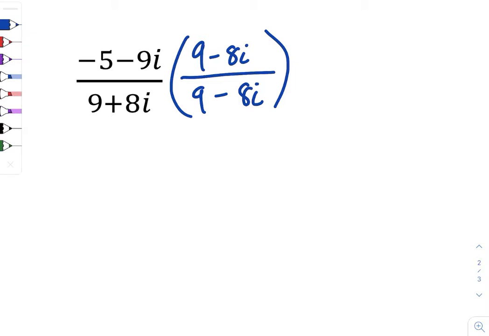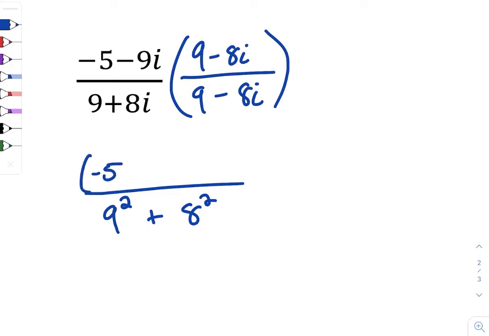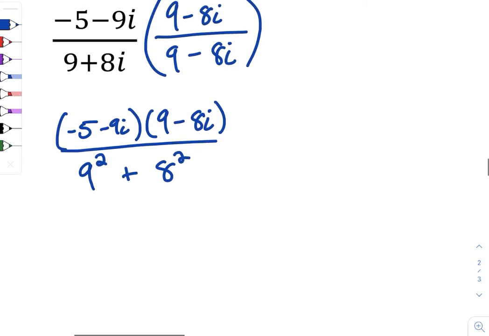In the bottom, it works out nicely. You take the 9, square it, plus the 8 squared. In the numerator, you're going to have to FOIL these two things together. You're going to have to treat it like a -5 minus 9i being distributively multiplied by 9 minus 8i. And we'll take a look at how that's going to look.